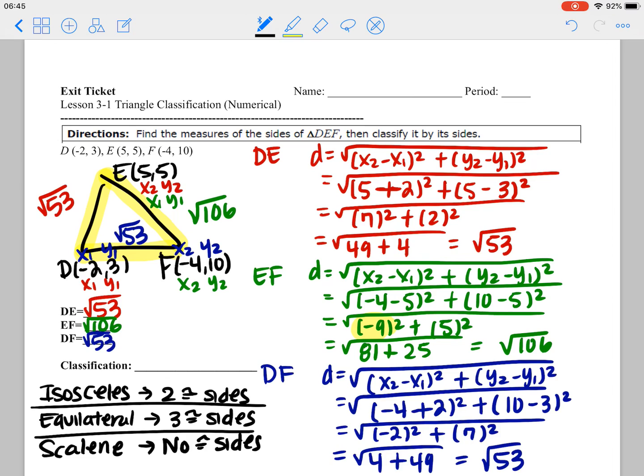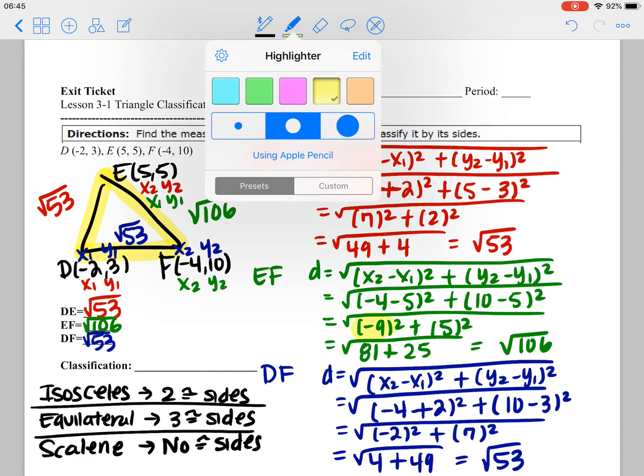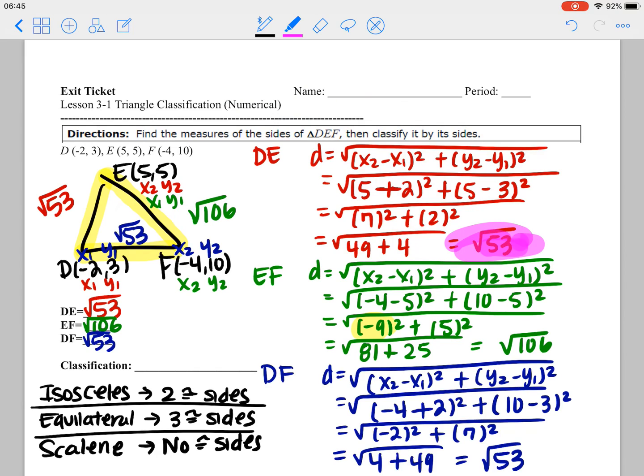Based on this particular problem, we notice that DE is congruent to DF. Because I have two sides that are congruent, the classification for this specific triangle will be isosceles.